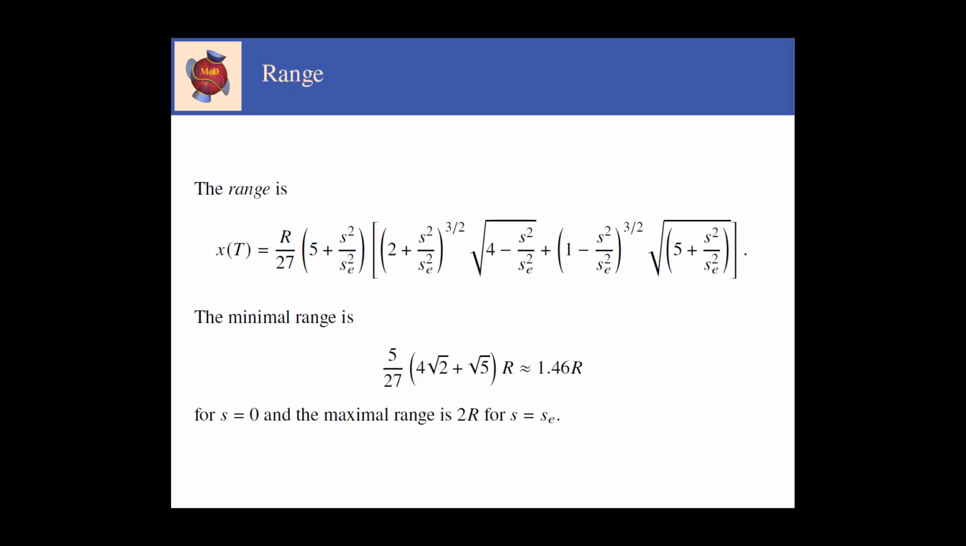The range of the trajectory is the x value at the impact time. Again, a fairly complicated looking expression, but not too bad. And if you look at this carefully, you can find that the minimal range for s equals 0 is 1.46 r, and the maximal range when s equals s sub e is 2r. Of course, you can achieve ranges more than 2r, but only for speeds that are in excess of the escape speed. So the motion is never constrained to slide on the sphere. It'll be perfectly ballistic motion from the beginning.